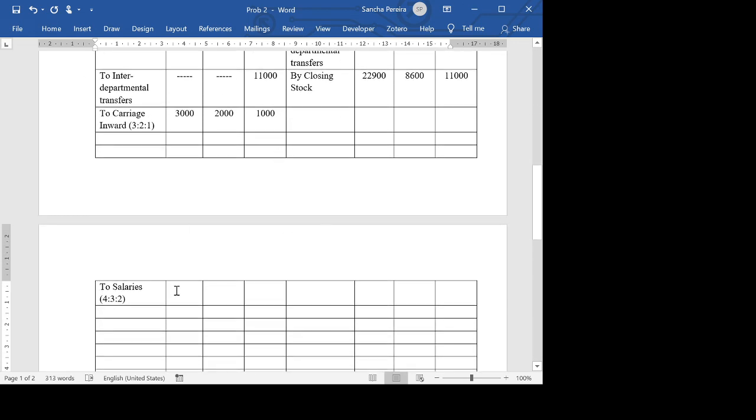So it will be 36,000 divided by 9. So you can do the working. You get the amounts as 16,000, 12,000, and 8,000. Okay, 16,000, how do you get that? 36,000 into 4 divided by 9. 36,000 into 3 divided by 9. 36,000 into 2 divided by 9. Okay, so that's how you get it.